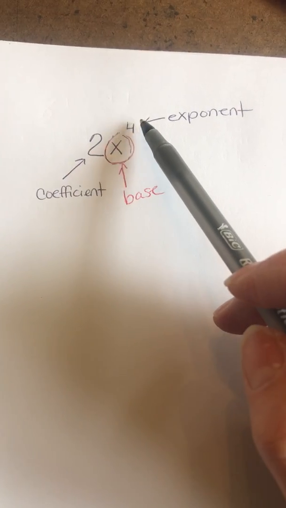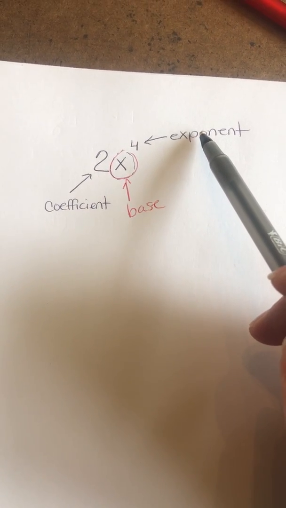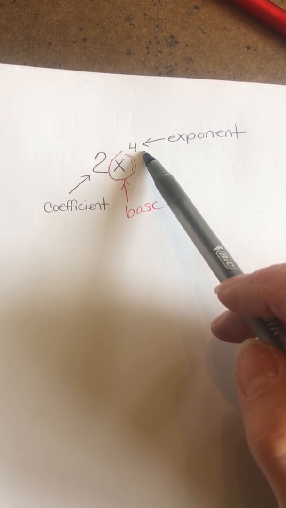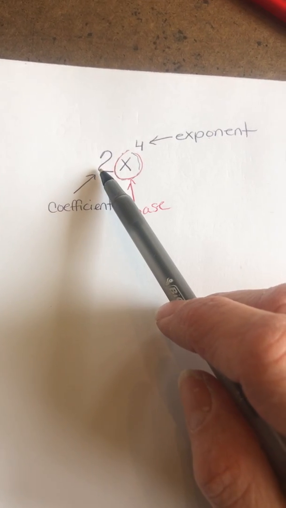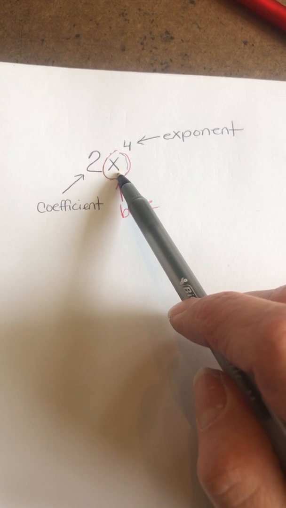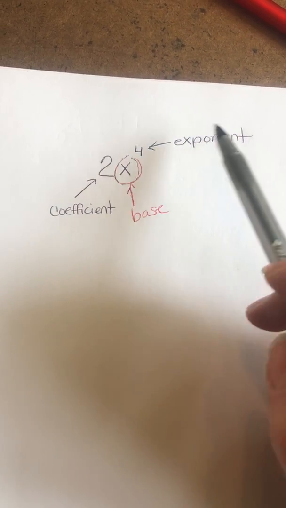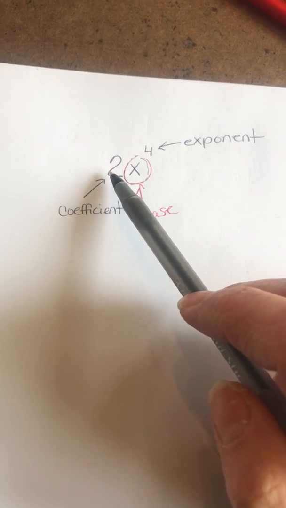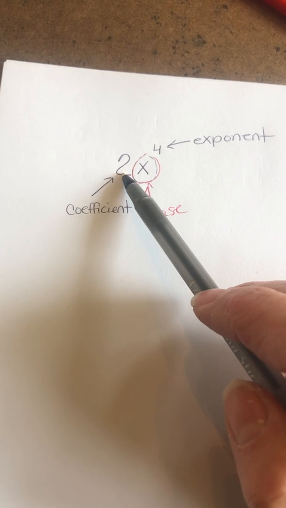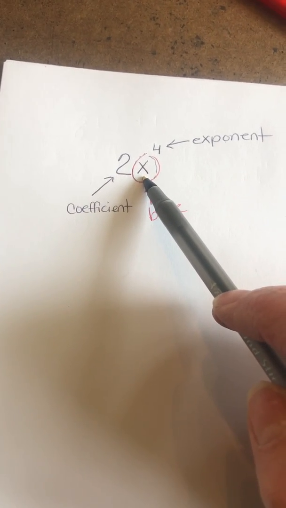So I think we all know that this little number right up here is the exponent, and what that does is it tells you how many times to use the base as a factor. In this case, we have the example 2 times x to the 4th power. 4 is the exponent, x is the base. 2 is what we call a coefficient, so it's like a multiplier that comes right before the base.